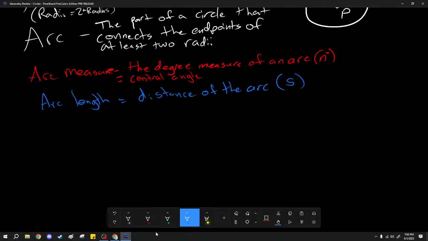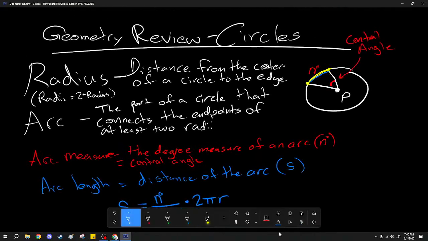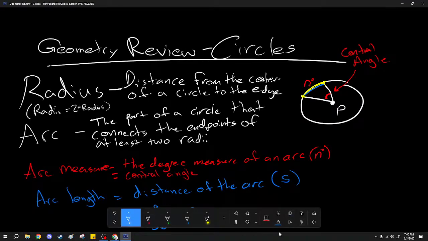Hopefully it looks good. So I am going to go crazy with this tool that I'm not used to yet. Okay. Arc length, again denoted by S, is equal to the arc measure, denoted by N, divided by 360 times 2 pi r, where r is your radius. I should put that up here. Radius is denoted by r.